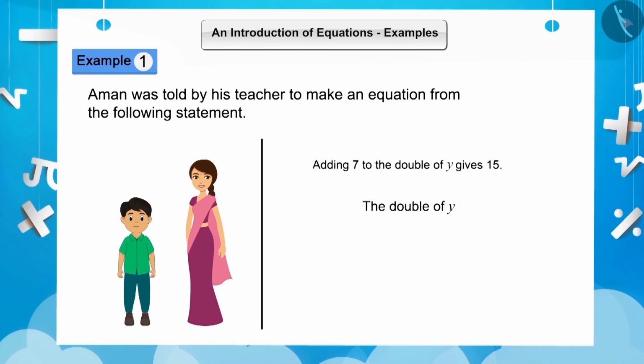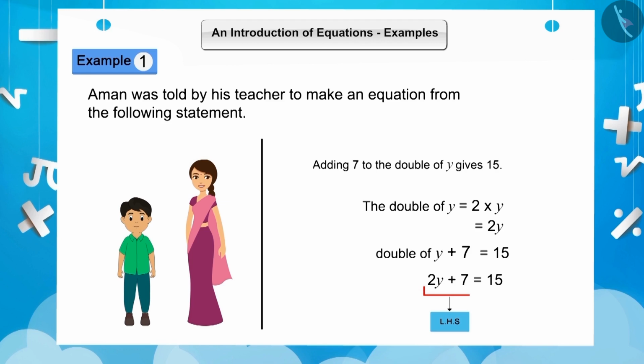The double of y is 2 multiplied by y, that is 2y. As we know that adding 7 to the double of y gives us 15, the equation will be framed as follows. Double of y plus 7 is equal to 15. 2y plus 7 is equal to 15. LHS in this equation is 2y plus 7 and RHS is 15.